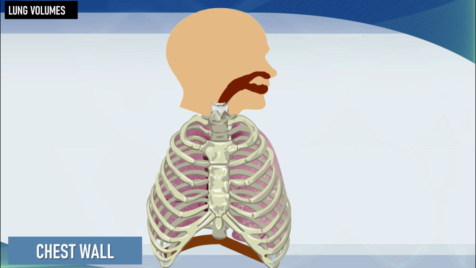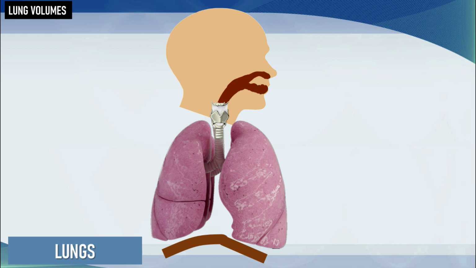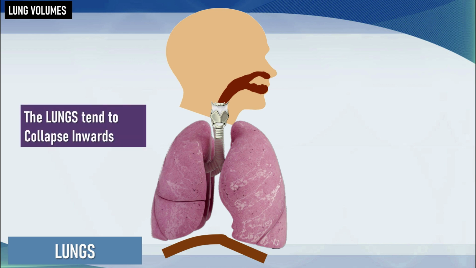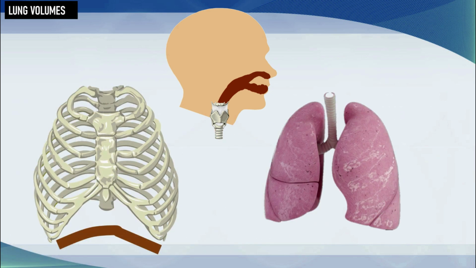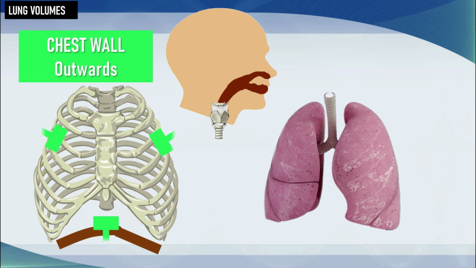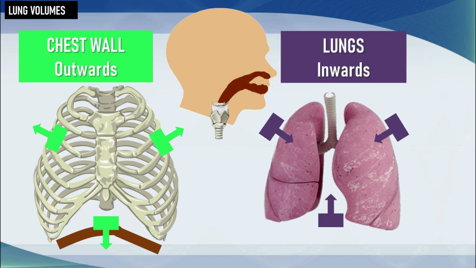And there is a tendency for that chest wall to spring outwards. It just wants to lift itself outwards. Now, if we remove the chest wall, we have the lungs, and the lungs themselves have a tendency to collapse inwards. So we have two different things going on at the same time, two different counter forces: the chest wall that wants to go out and the lungs that want to just collapse in on themselves.